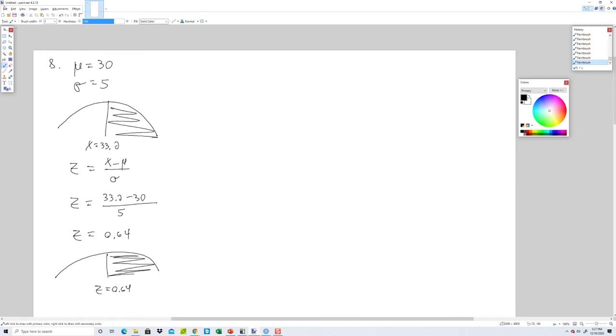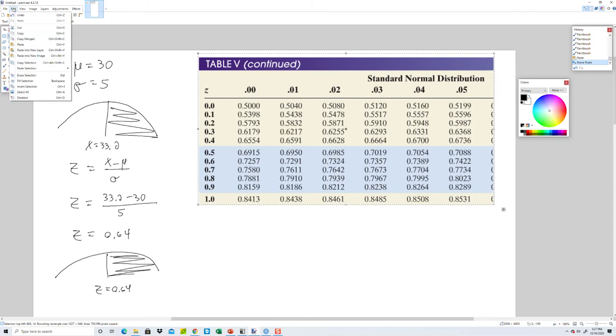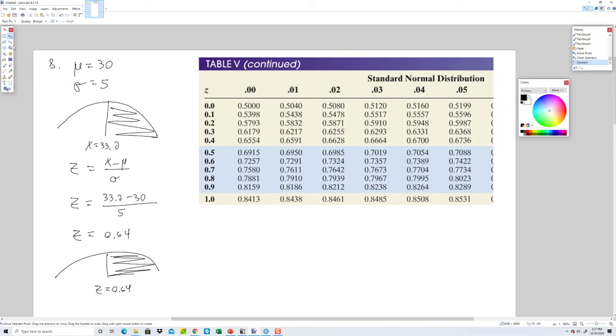Paste that in to get ready. And edit, deselect. Okay. Now remember, our table is based upon the area to the left. So on this one, remember when it's shaded to the right, we always rewrite it as 1 minus the same z-score, but now shaded to the left. That's how you always do the shaded to the right.